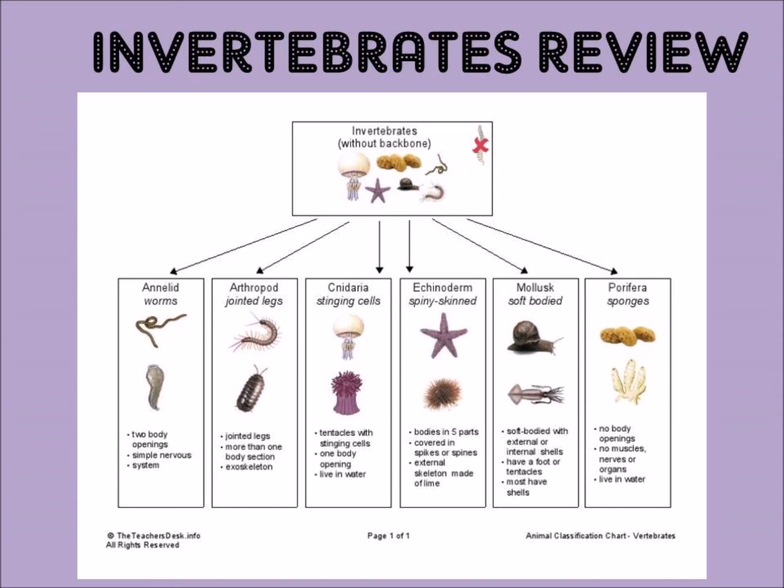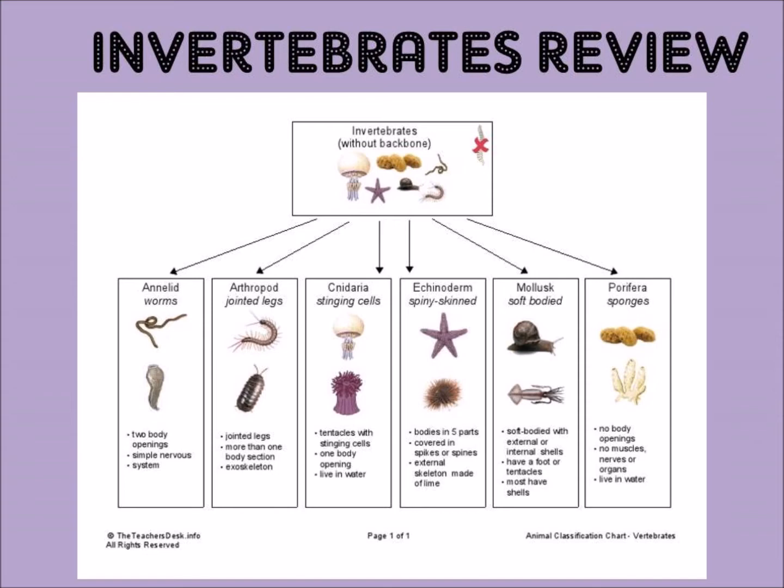Invertebrate animals. Invertebrate animals are animals without a backbone. The first group is annelids or worms. They have a very simple nervous system and 2 body openings. The next group are cnidarians. Cnidarians have tentacles with stinging cells, and they live in water. Jellyfish, corals, and anemones are examples of cnidarians.